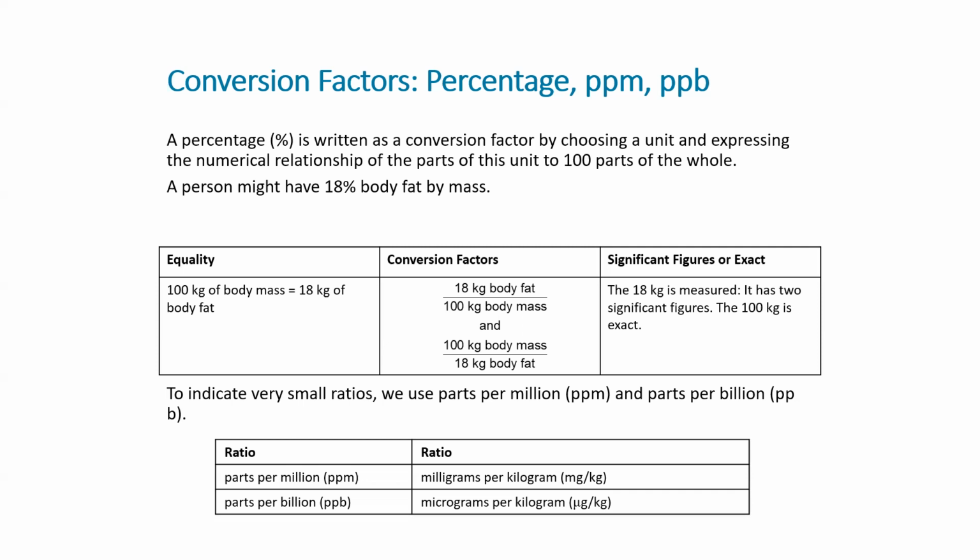And because it's a conversion factor, we can interchange it. So we could put the 18 kilograms of body fat in the numerator or in the denominator, since it's a relationship and we're not changing anything. So it's like multiplying by 1. Make sure that you're using the correct number of significant figures, because 18 has 2 significant figures, and the 100 kilograms is considered to be exact. Your answer should have 2 significant figures.